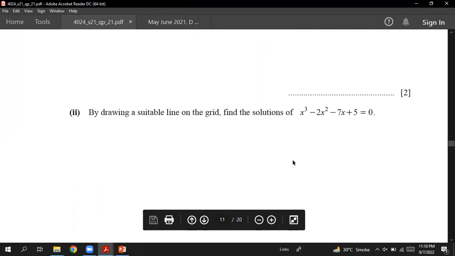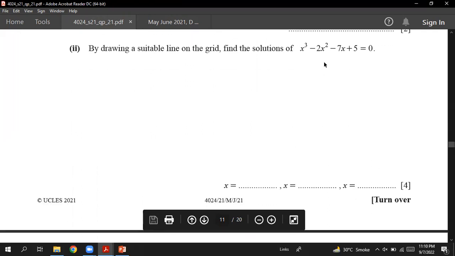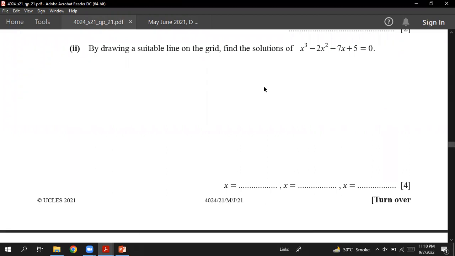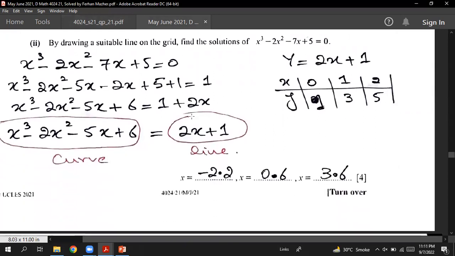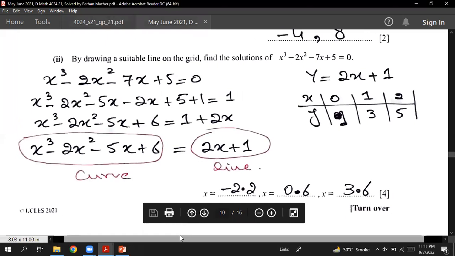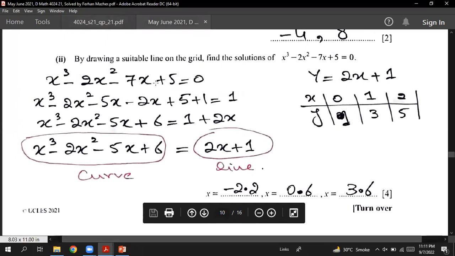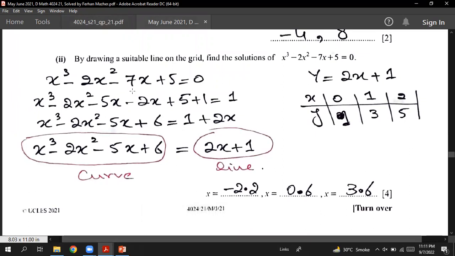So I will try to make the left side of this equation exactly the equation whose graph I have drawn already. This is the way I'm going to do it. x cubed minus 2x squared minus 7x plus 5 equals 0. So it will be x cubed minus 2x squared, and I split the minus 7x into minus 5x minus 2x, plus 5 plus 1. I added plus 1 here, so I will also add this plus 1 on the right side. So now you will have x cubed minus 2x squared minus 5x plus 6. I will take this minus 2x to the other side. It will become plus 2x.